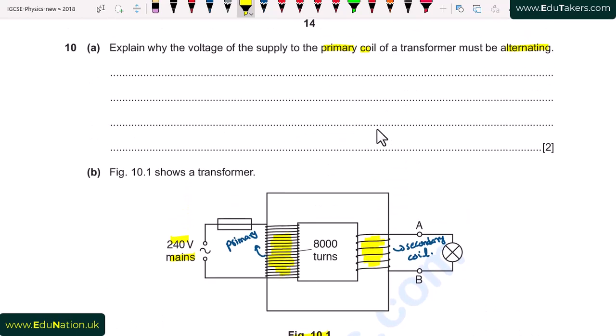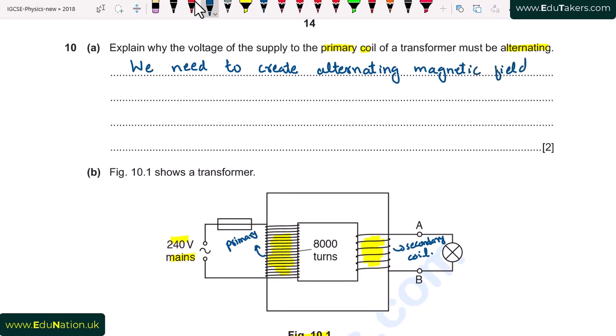So I write here, we need to create alternating magnetic field in the core to induce an alternating current in secondary coil.